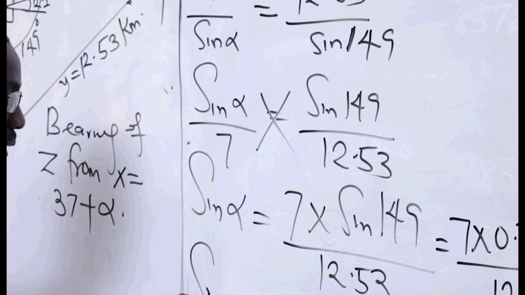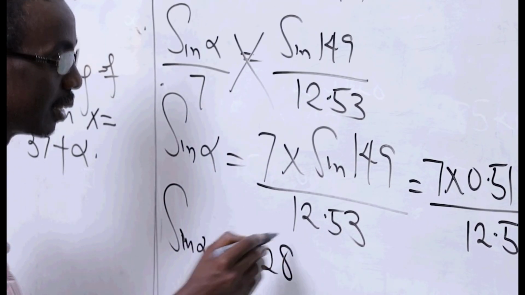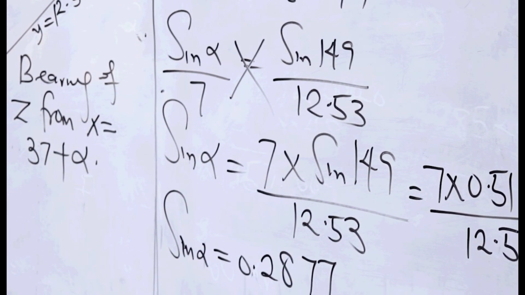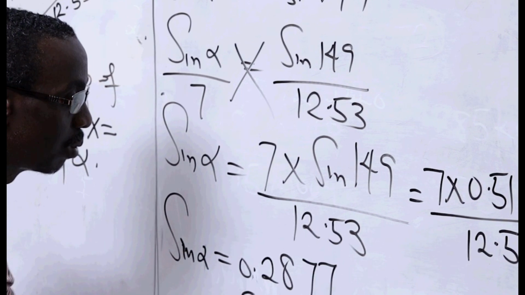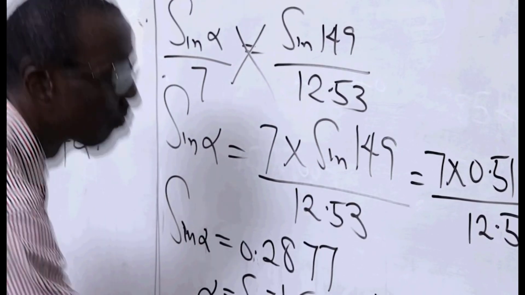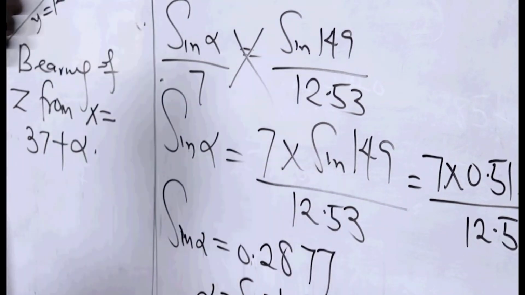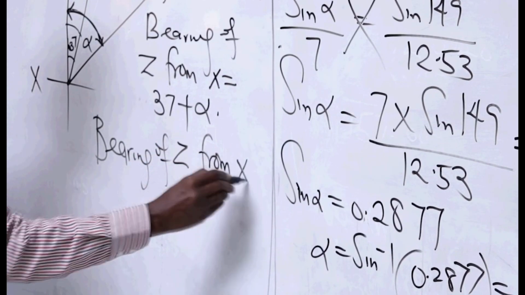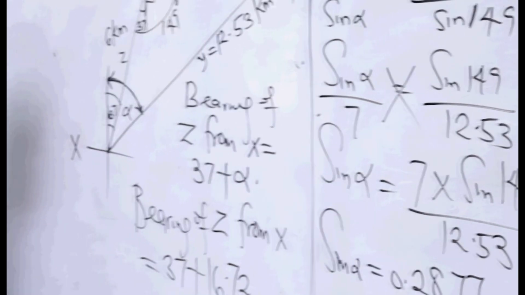So sine alpha will now be 0 point something. Yes? 0.2877. Is that a general position? Yes, sir. Okay, alpha will now be sine inverse of 0.2877. What's that? 16.72 degrees. Okay, the bearing that we are now looking for, the bearing of Z from X, will now be 37 plus 16.72. What's that?